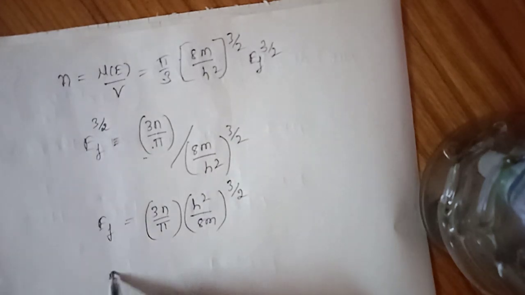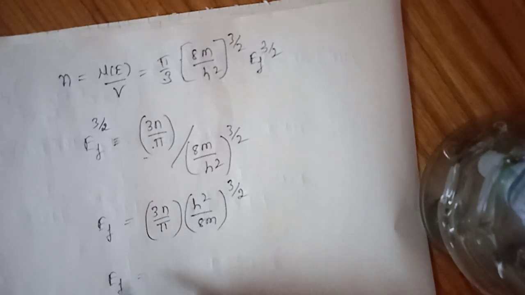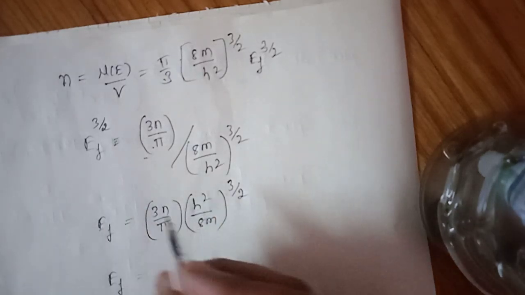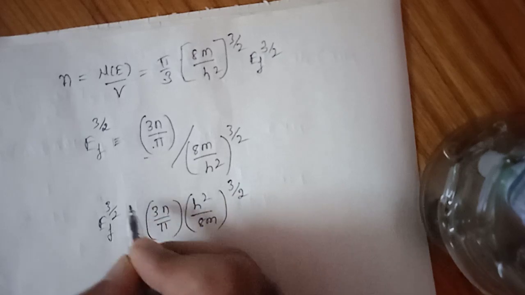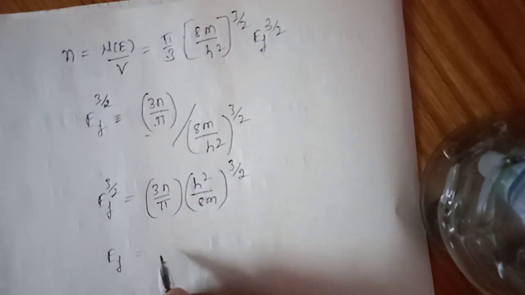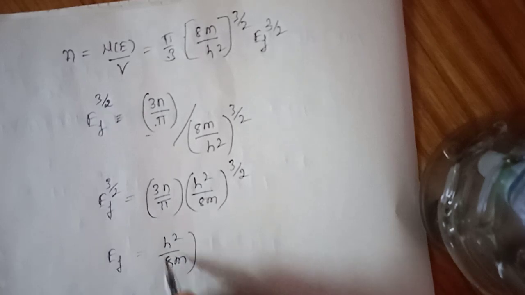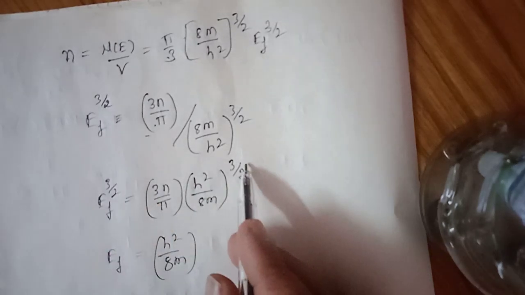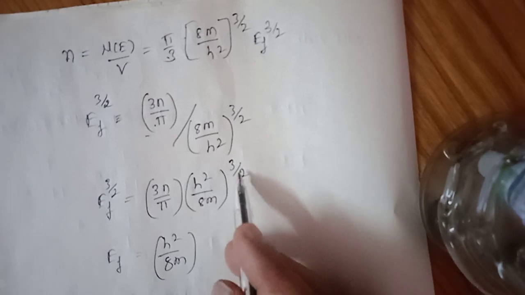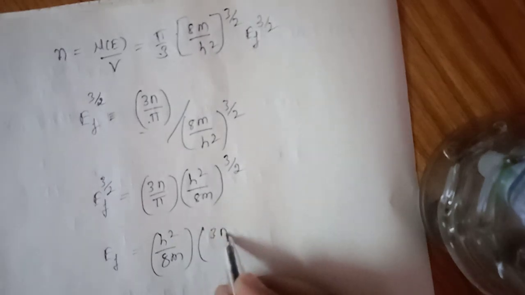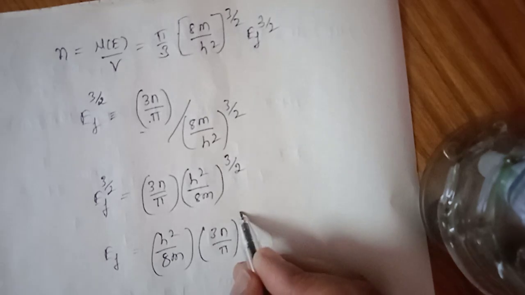Next, I want EF. So up to here it is 3 by 2. I want Fermi energy EF. So it is h square divided by 8m, because this 3 by 2 goes to here. So then you will get the power is 1. So here this power is 1, and 3n divided by pi whole power 2 by 3.